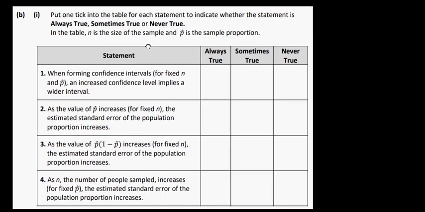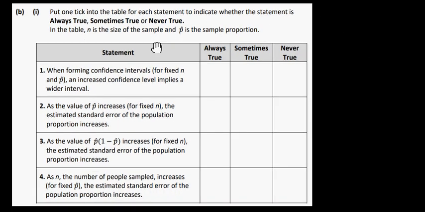Now let's have a look at part B, part 1 of part B. So put 1 tick in the table for each statement to indicate whether the statement is always true, sometimes true, or never true. In the table, N stands for the sample size, and P hat is the sample proportion. Okay, so first one.